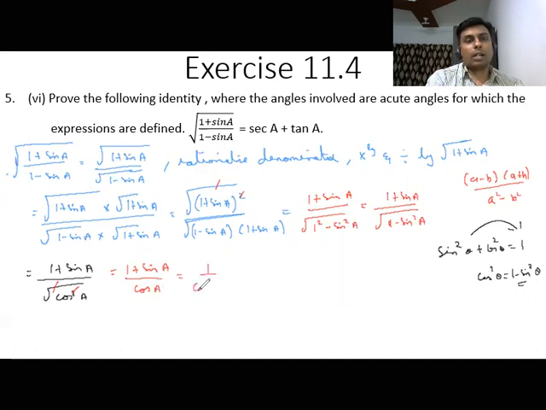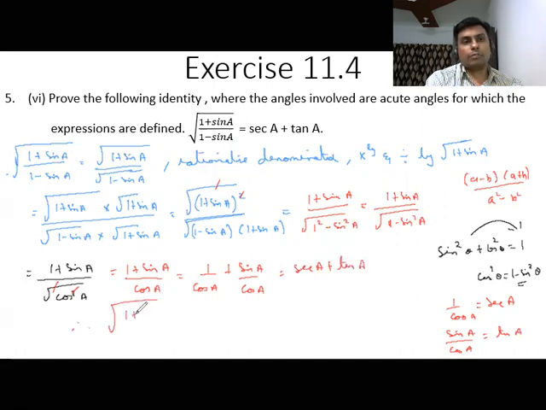Separate it out: 1 by cos A plus sin A by cos A. What is 1 by cos A? 1 by cos A is secant A. And sin A by cos A? Tan A. So this is secant A plus tan A. Therefore, I can say root of 1 plus sin A by 1 minus sin A is equal to secant A plus tan A. This is the answer.